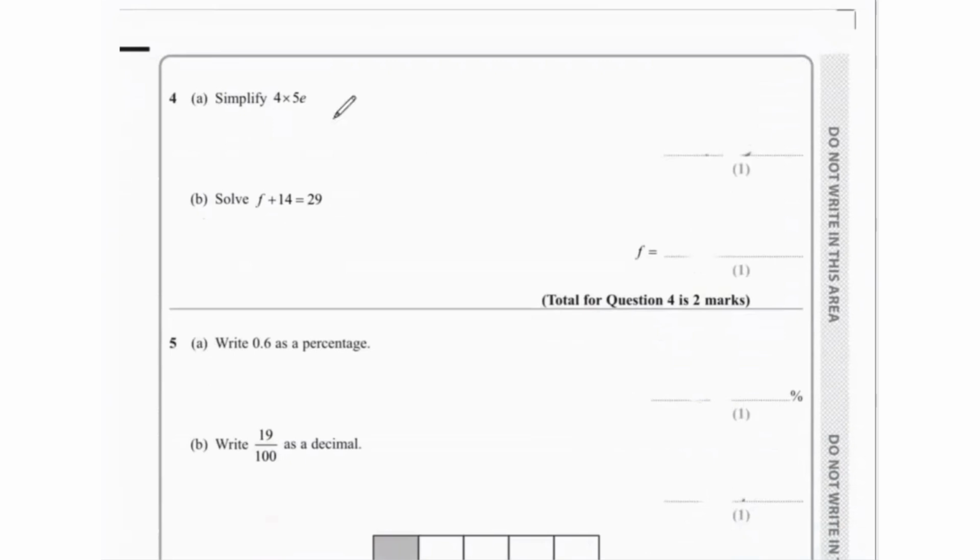Then simplify 4 times 5e. So we just multiply 4 with 5, that's 20, and e comes as it is. Solve f plus 14 equals 29. We will take 14 to the other side. So it becomes 29 minus 14, which is 15.